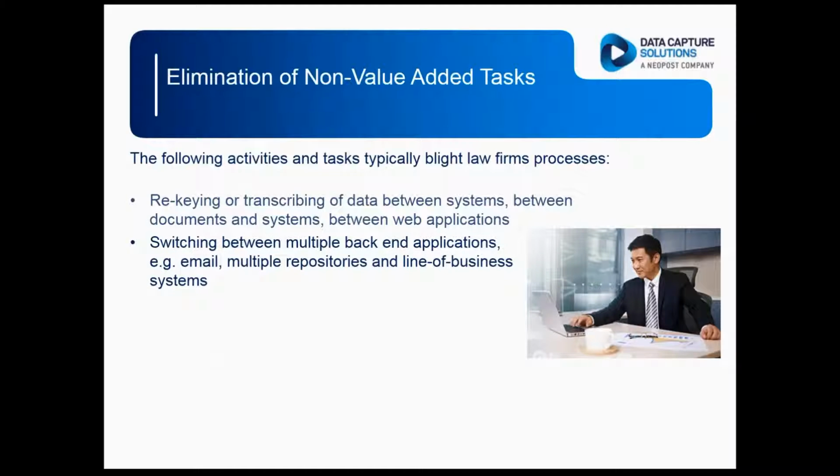Switching between multiple back-end systems is painful, it's distracting, it's not really the way streamlined systems should be working. Fee earners should be case-oriented and really focused on the case management side of things when they're not looking at documents and reviewing information.